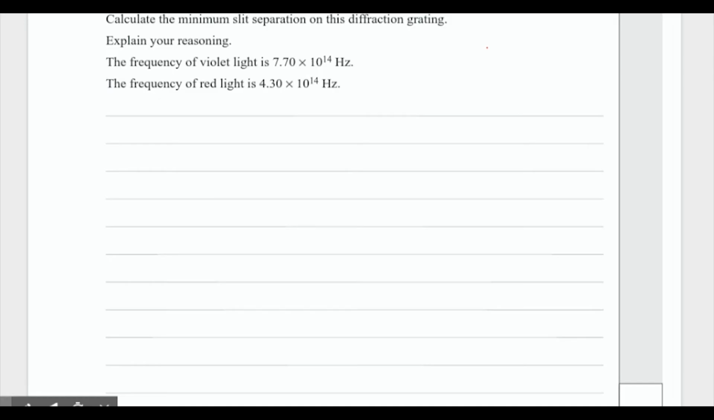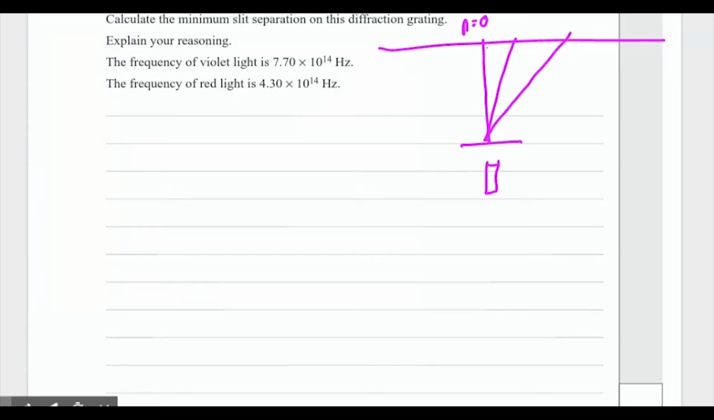So we have white light being shone through a diffraction grating, and there are 3 complete spectra produced. Now, we have the frequency of violet light and the frequency of red light, and we're asked to calculate the minimum slit separation. Well, let's draw exactly what's going on. So say we have our diffraction grating there, we have our light source, and say we have our screen. So we have our central n equals 0 line there.